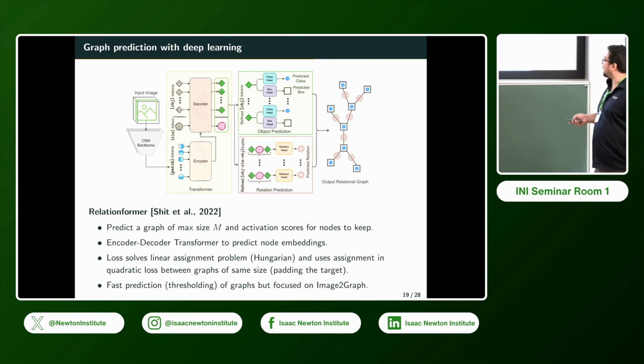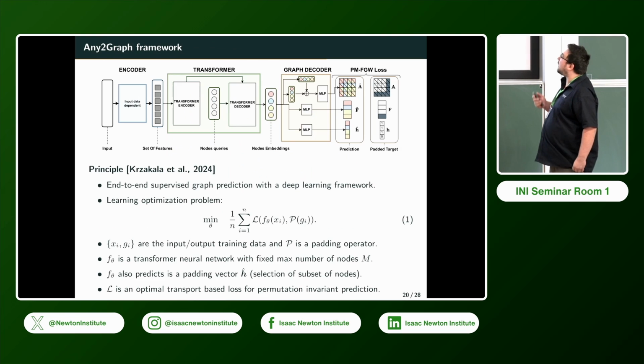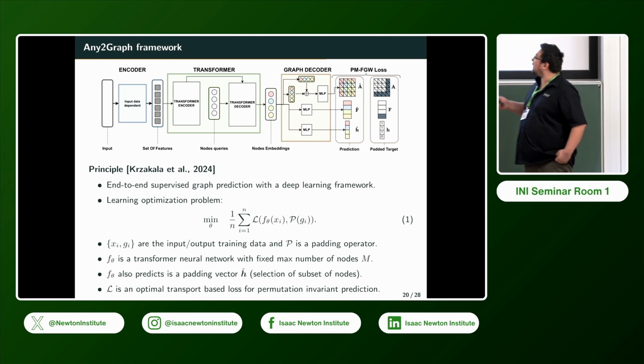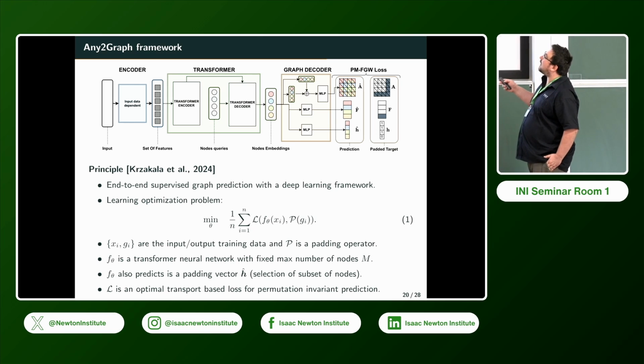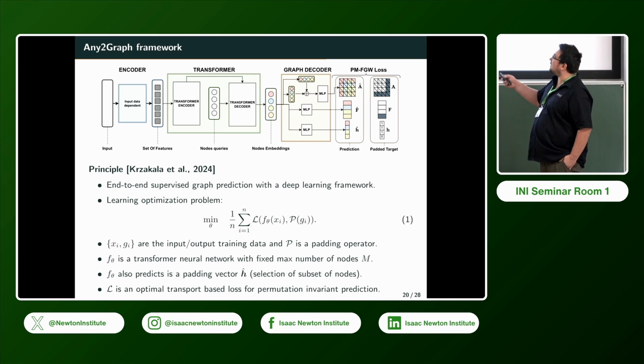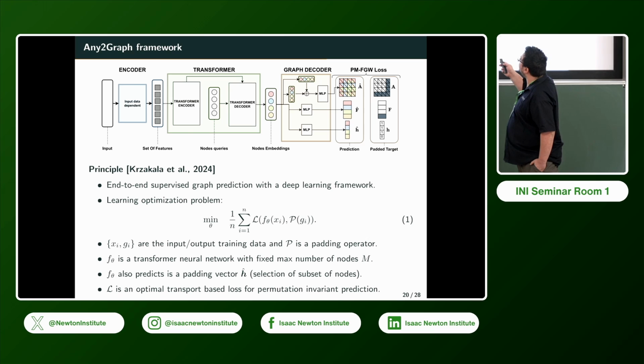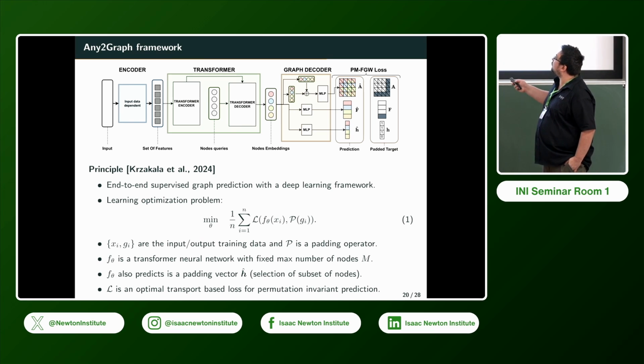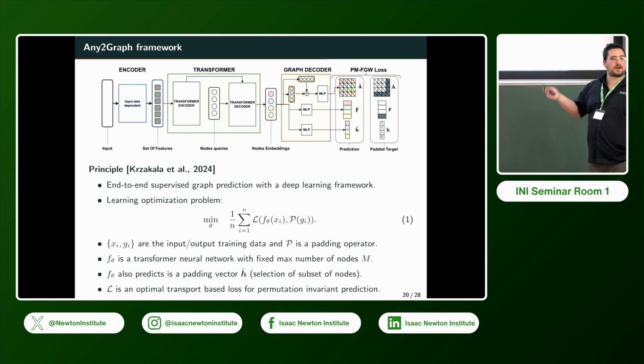So we wanted to go beyond that, and beyond just images as input. That's why, with Paul Zakala, we proposed what we call the any2graph framework. It does end-to-end supervised graph prediction using deep learning. You have an input, then you extract a set of features from this input, for instance tokens. If you have a vision transformer, you get the tokens of your vision transformer. If you have a signal, you can filter it and also give it as a set of tokens. Then we use a transformer encoder and decoder to go from a set of tokens of any size to something of fixed size, which is the maximum number of nodes of the graph.